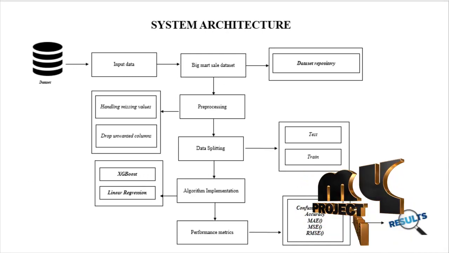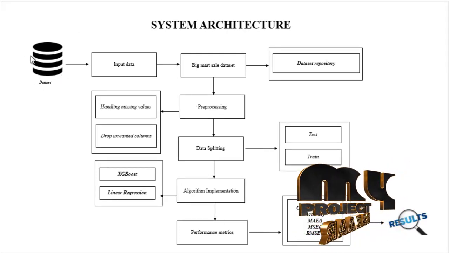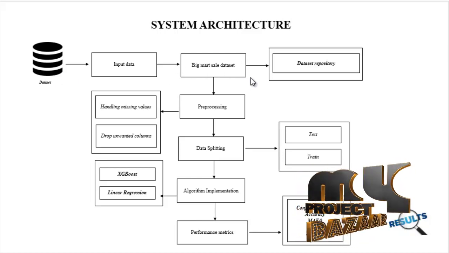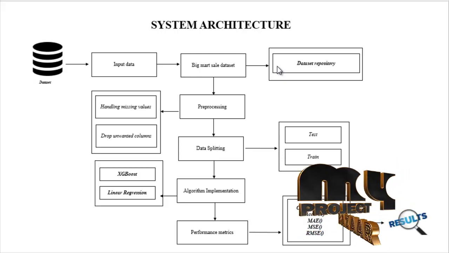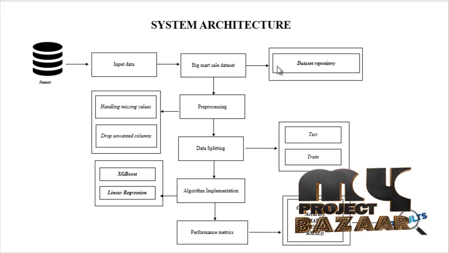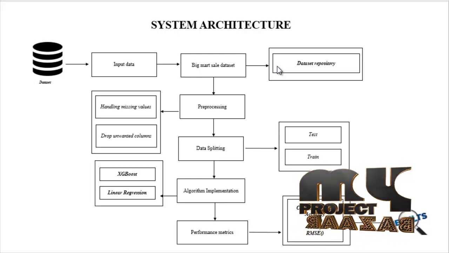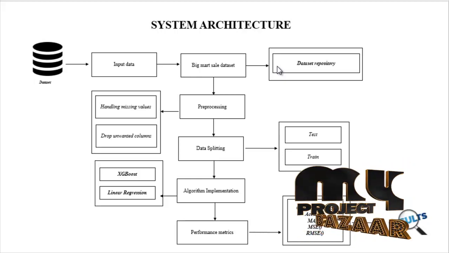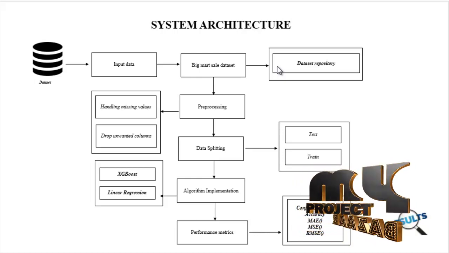This is our system architecture. Here we use our dataset as input. Our dataset name is the Big Mart sale dataset. So we take input from this dataset repository, and after collection of this dataset, we get the input of our process. After that, we include the next step of the process, pre-processing.